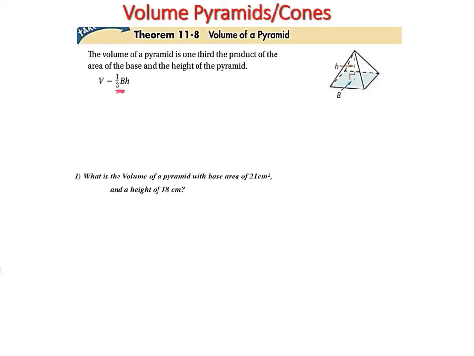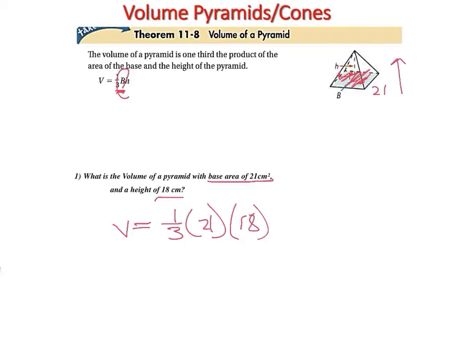Okay, so for this first problem, what's the volume of a pyramid with base area of 21 square centimeters and a height of 18? Okay, so finding that volume, it's going to be 1/3. The base area, B, is 21, and the height is 18. So like in this picture, the area of that bottom part is 21, and the height from the center of it straight up to the vertex is 18. So multiplying that together, we'll get 126 cubic centimeters. Cubic because we're in volume.